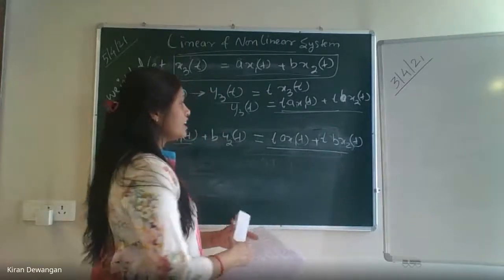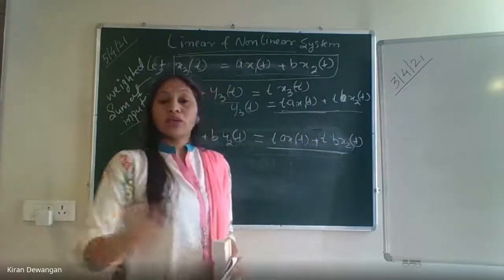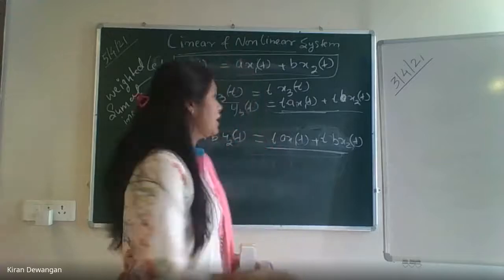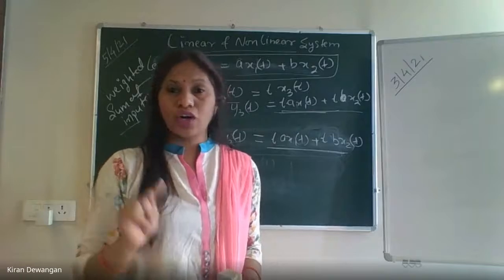Now if these two are same, then only we can say that the system is a linear system. Otherwise, if these two are not coming same, in that case the system will be a non-linear system.